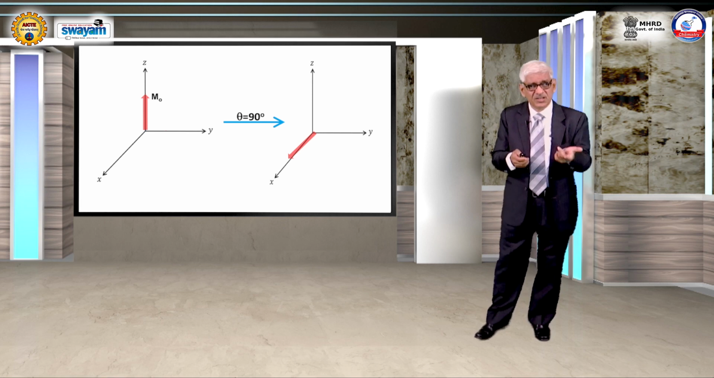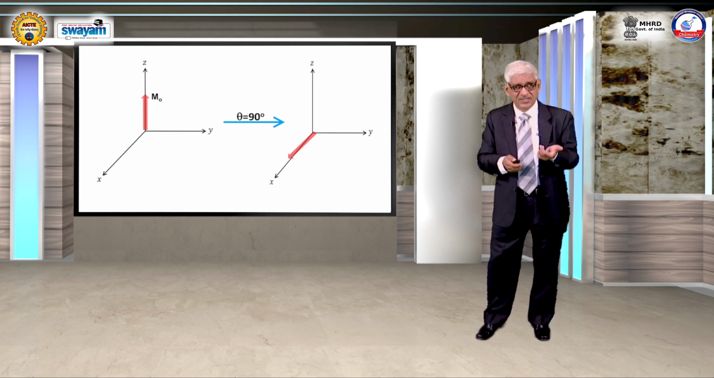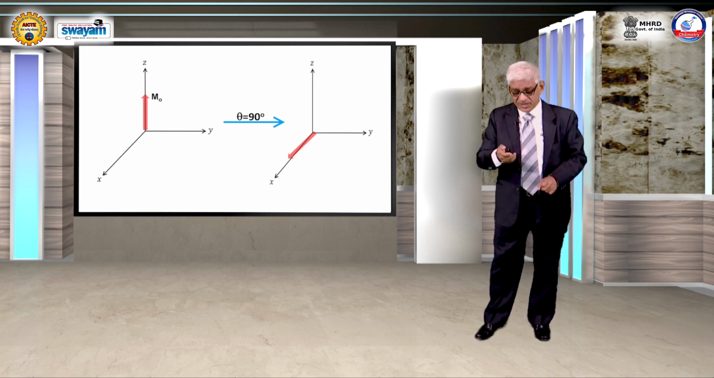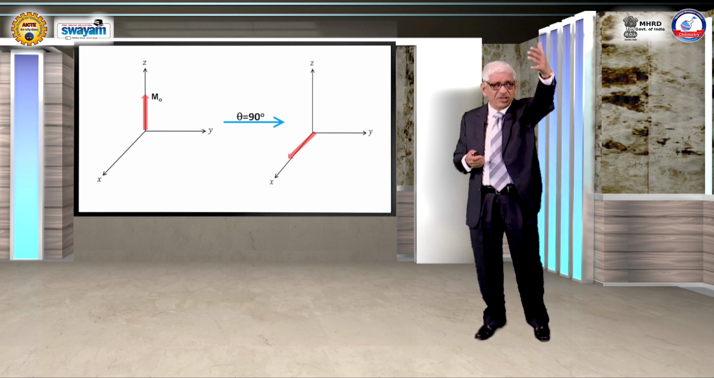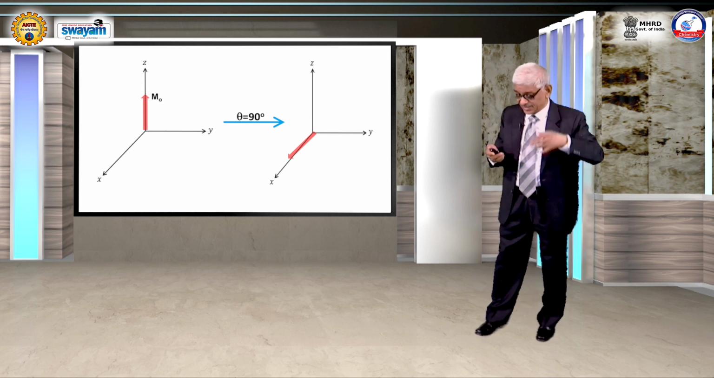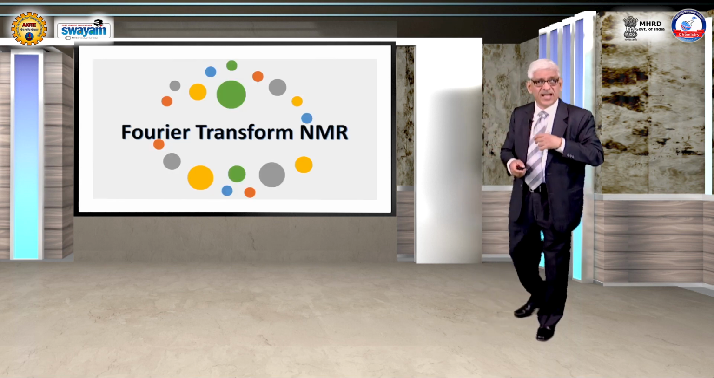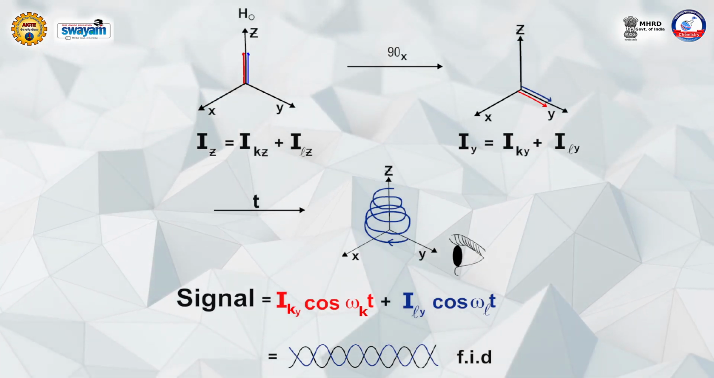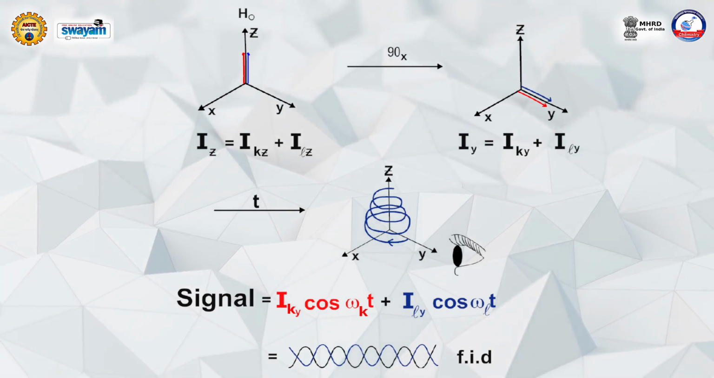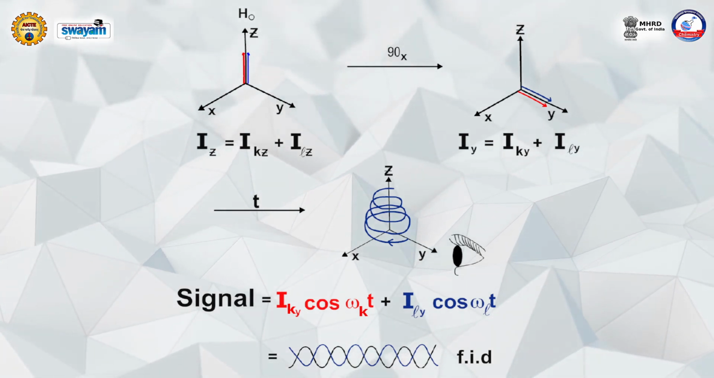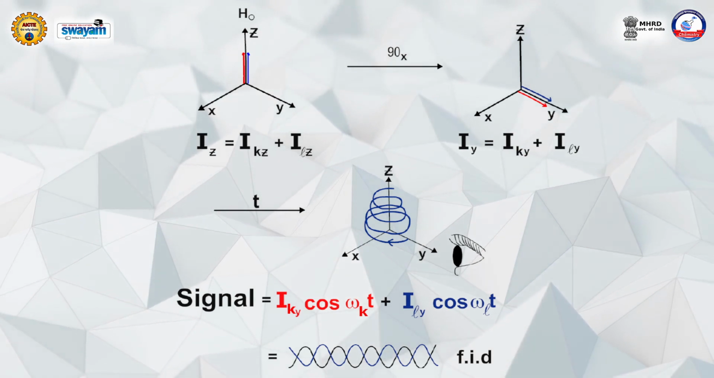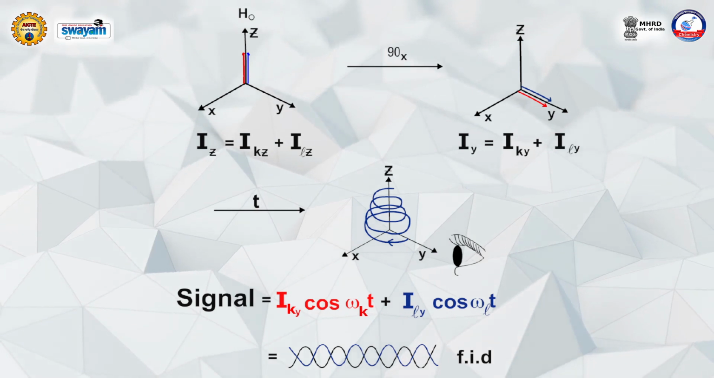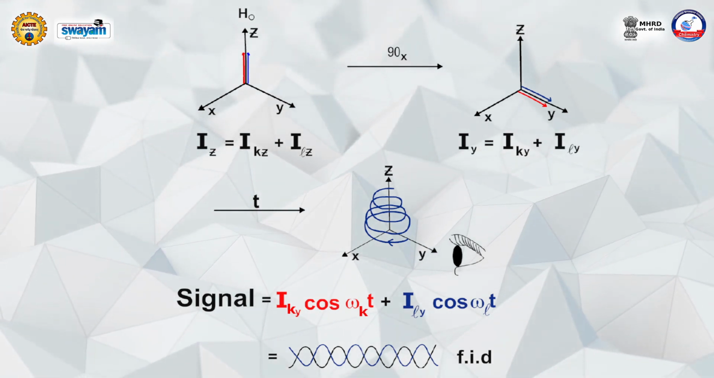Now what is the consequence of this? After I apply the RF and then remove it, the magnetization has to go back to equilibrium, back to the z axis. So how does it do it? That is indicated here. You can see the magnetization which was along the y axis will slowly start moving and recover back along the z axis in a spiral manner.